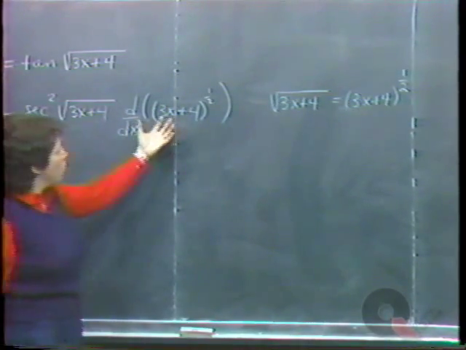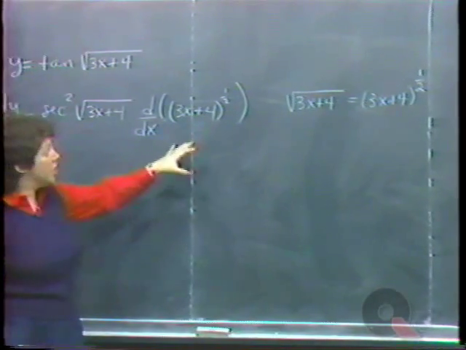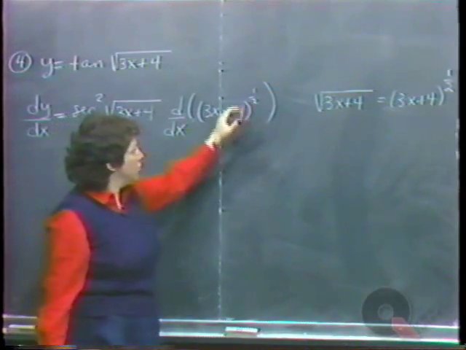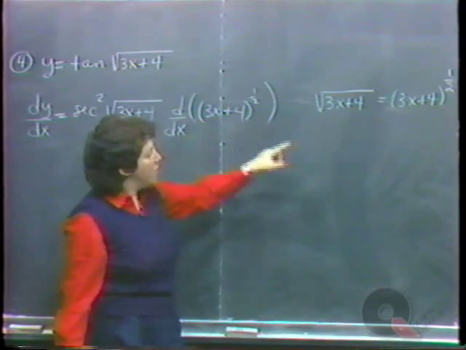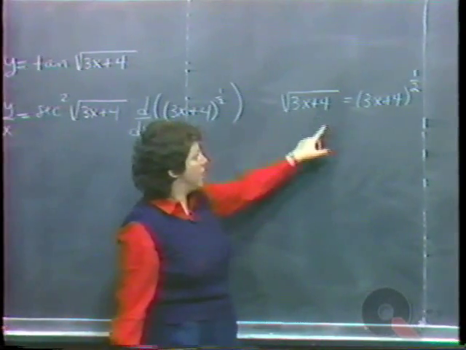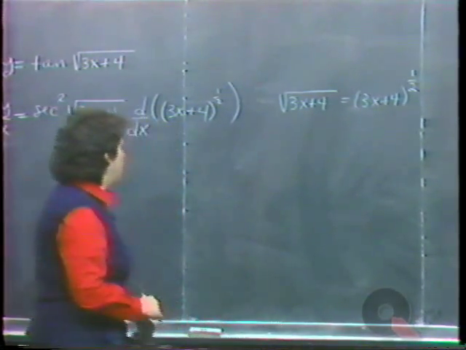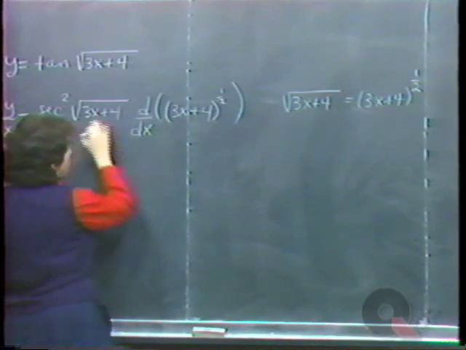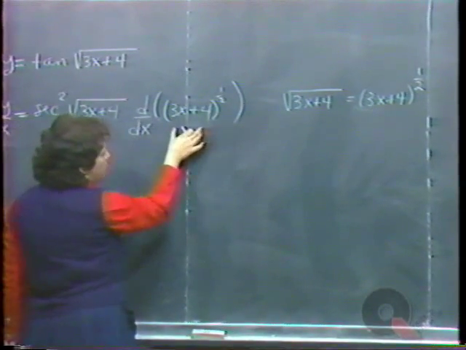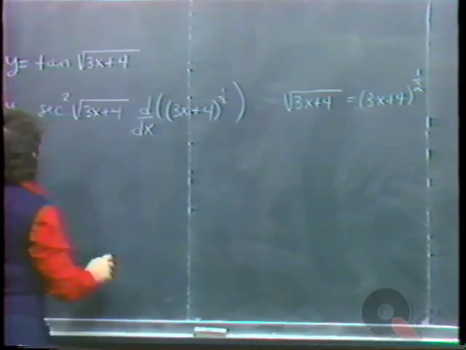In this form, we are better able to see that this is an example of the power rule. It's a function to a power. Okay? Remember, the square root of 3x plus 4 is the same as 3x plus 4 to the 1/2 power. So when we want to differentiate the square root of 3x plus 4, we're differentiating a function to a power.